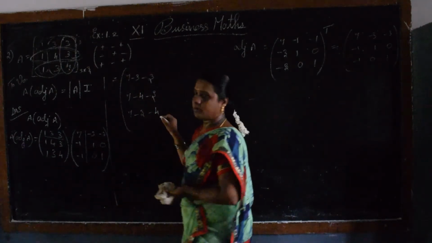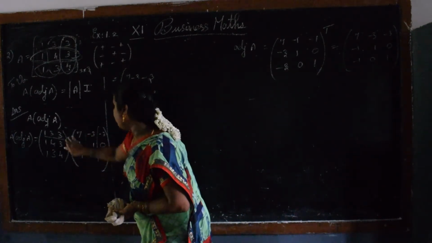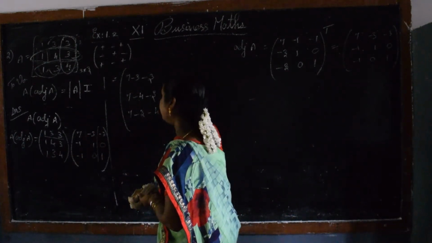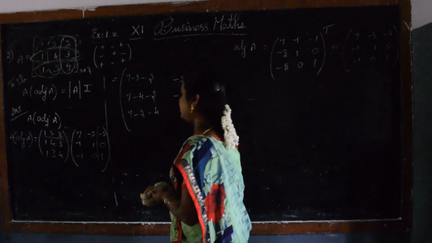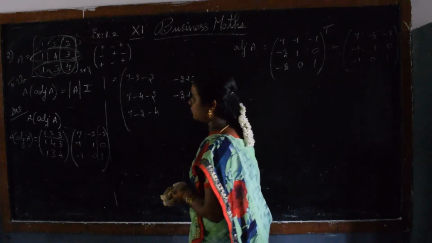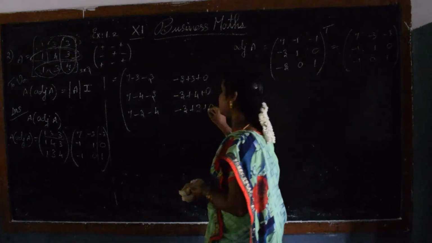This is the first column. Now take the second column. Take this one, now you multiply with this. Minus 3 plus 0. Next, minus 3 plus 4 plus 0. Next one is minus 3 plus 3. 4 zeros are 0. Okay.